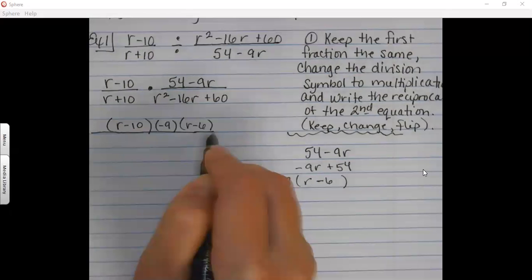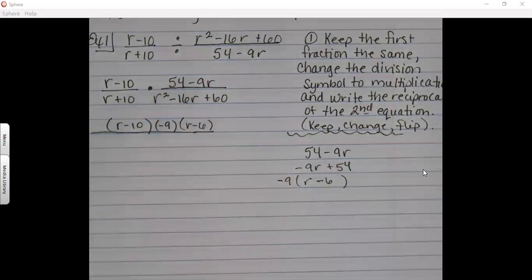My denominator. I'm going to multiply that all together, but first I'm going to find the factors of everything. r plus 10, can I factor that? No, it's linear. It does not have a GCF. So it's already factored. I'm just going to bring it on over. Now, r squared minus 16r plus 60, that's quadratic. I can probably factor that. I'm going to do that over on the side.